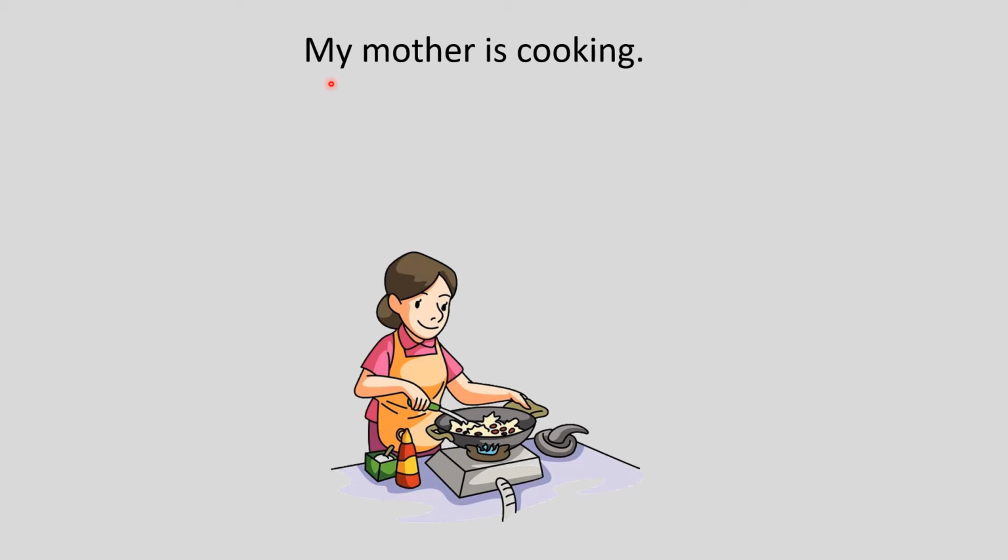Now in this sentence, my mother is cooking. Which is the naming part? My mother. And is cooking is the telling part. Here the naming part tells you about your mother and the telling part tells you what your mother is doing. Now look at this sentence, playing with his friends. This does not make complete sense, children. It doesn't tell you who is playing with his friends. So this sentence is incomplete.